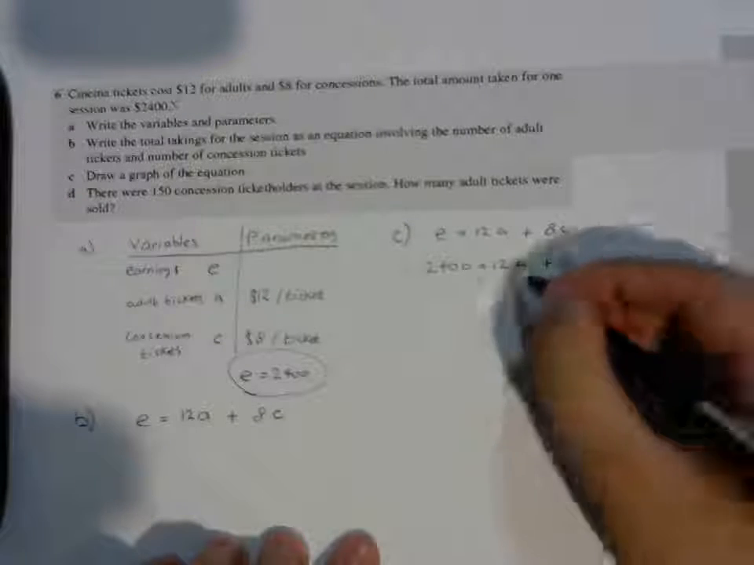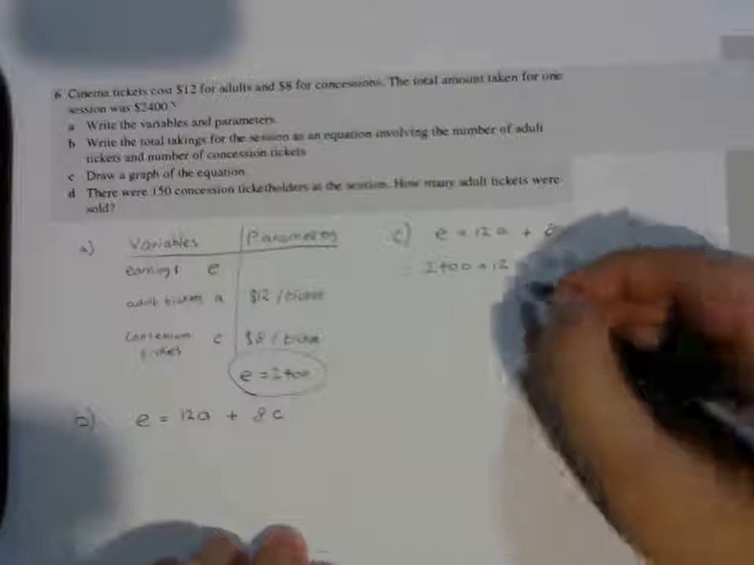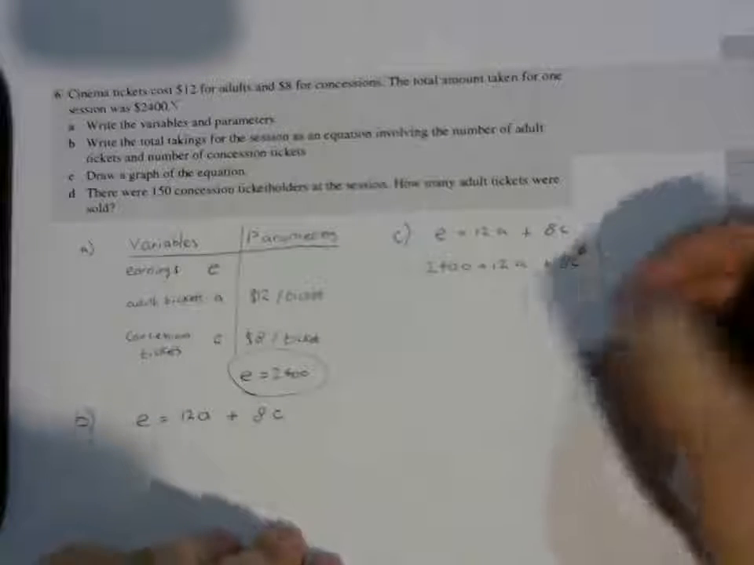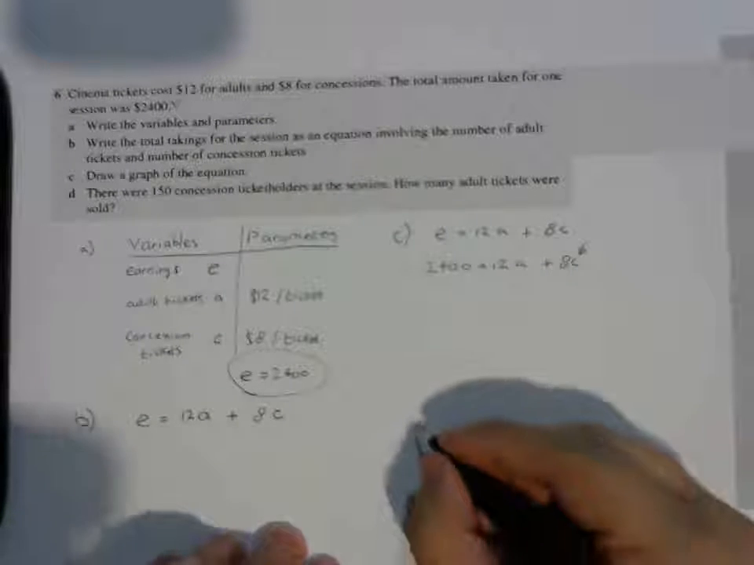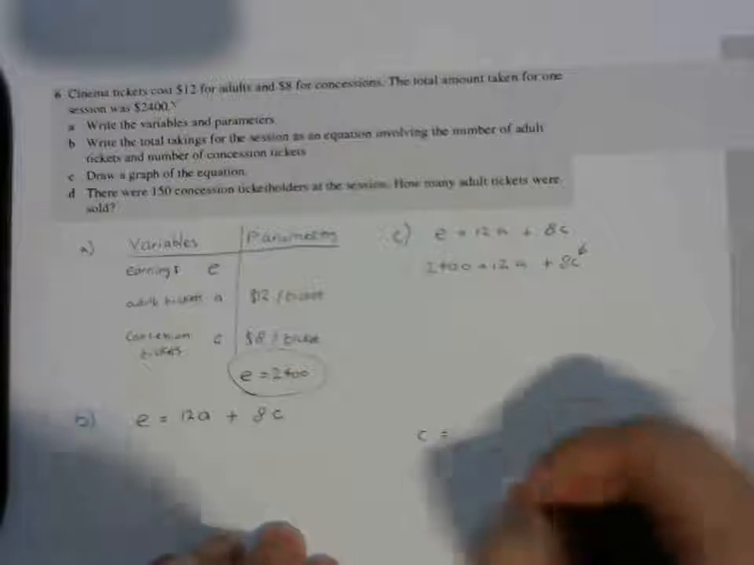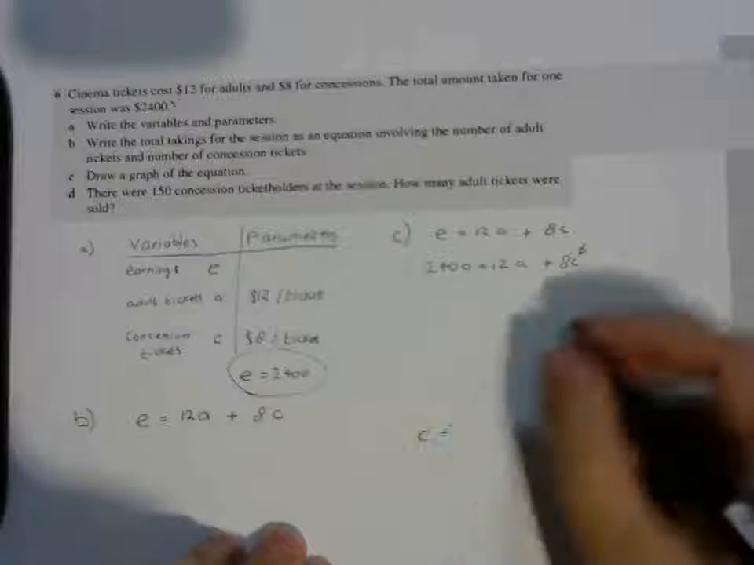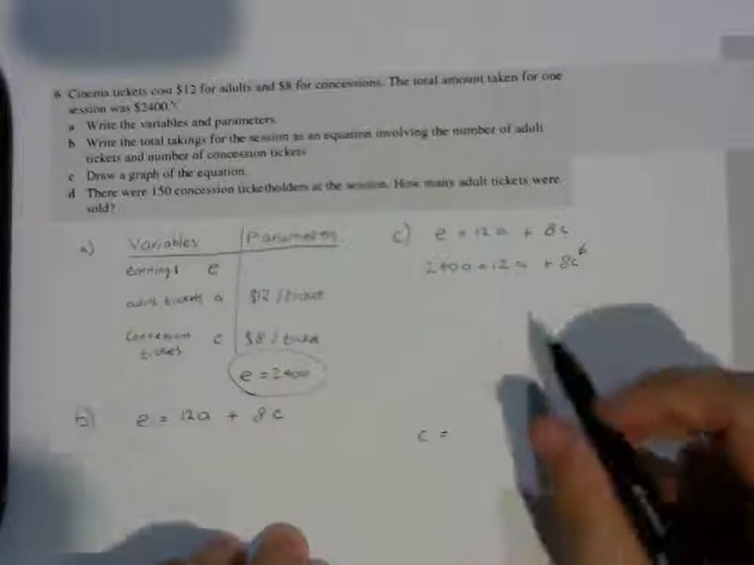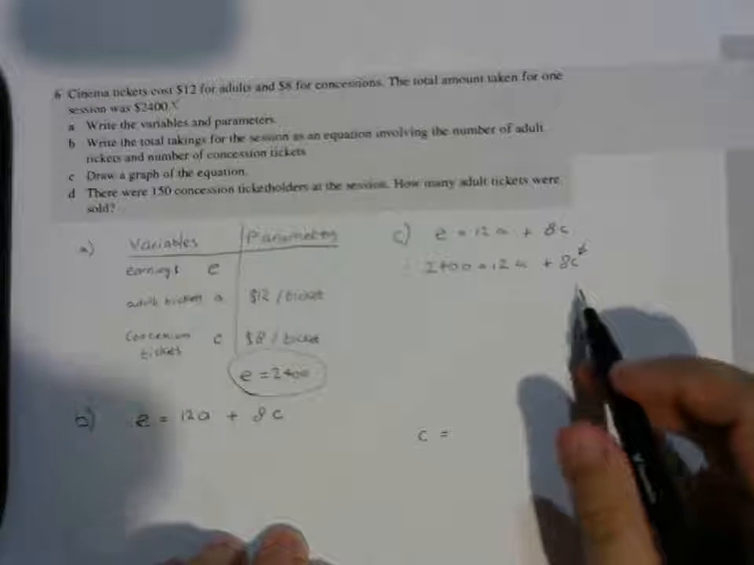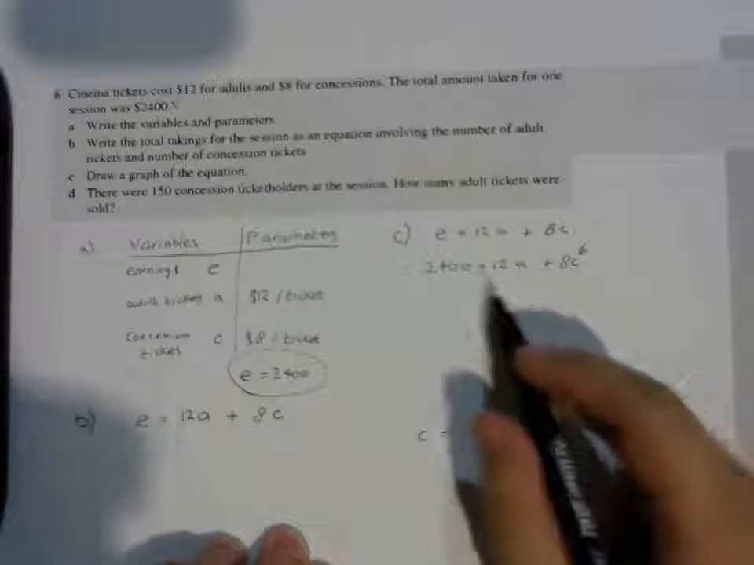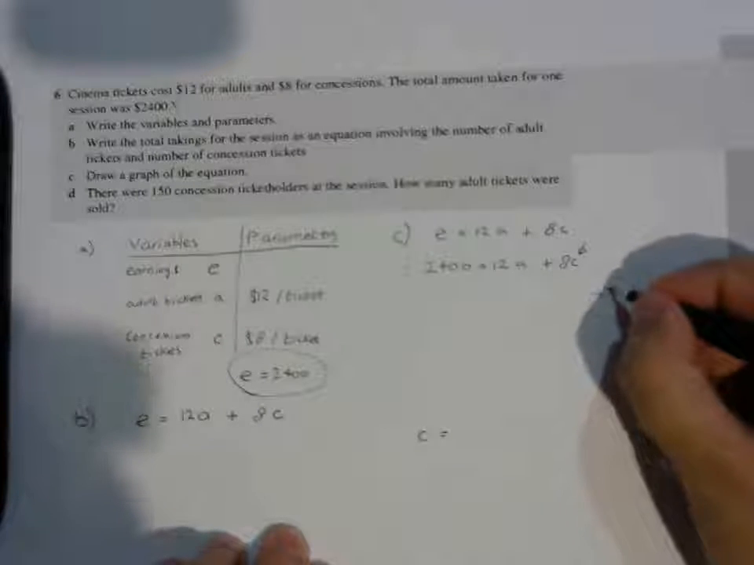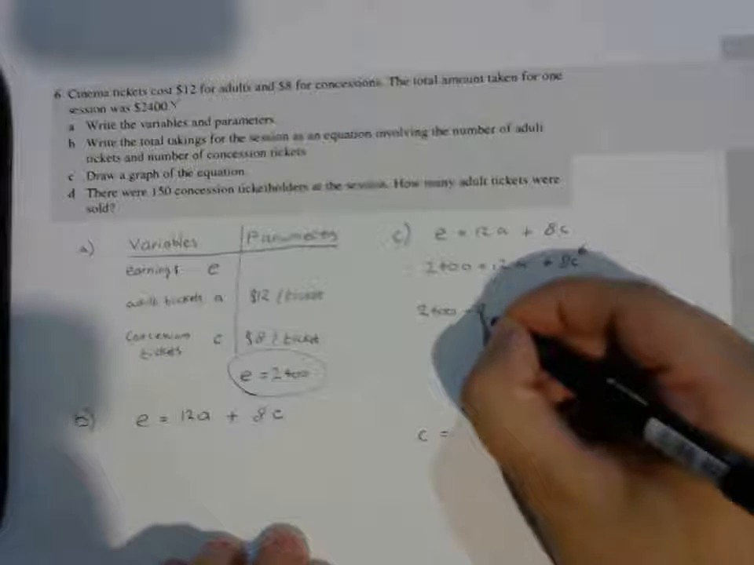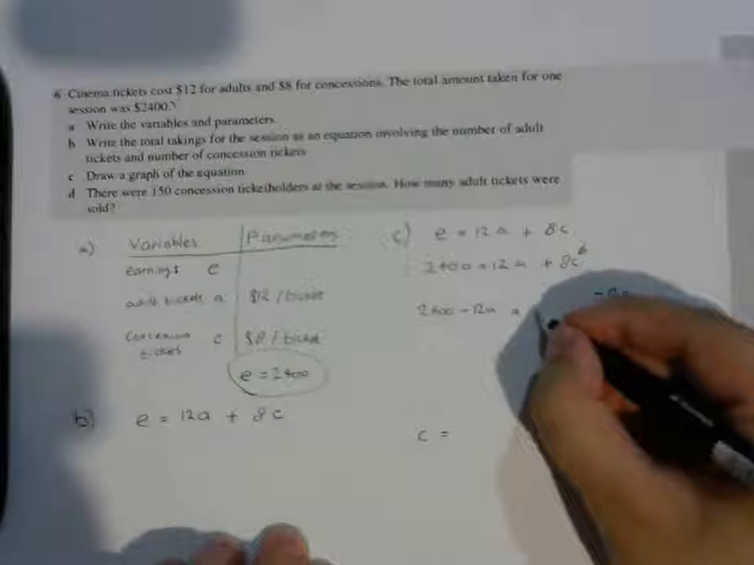Now we want to make one of these two variables the subject of the equation. I'm just going to pick one. I'm going to pick C. So I want to rearrange this so that at the end I've got C equals something. Let's work through that. Subtraction or addition terms go first. We have this plus 12A, so to get rid of that, we're going to take 12A from both sides. I'm going to have 2,400 minus 12A equals 8C.